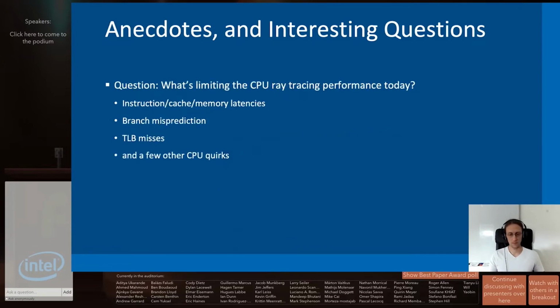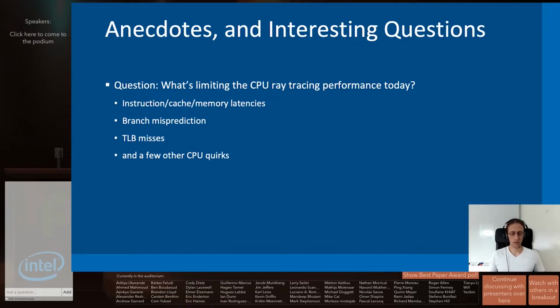Okay, a few questions that came up through the years. One of the questions was, what's actually limiting today's CPU ray tracing performance in Embree? And I could talk about this probably for an hour, but in a nutshell, we are basically latency bound. We are in particular instruction cache latency bound with a little bit of memory latency.